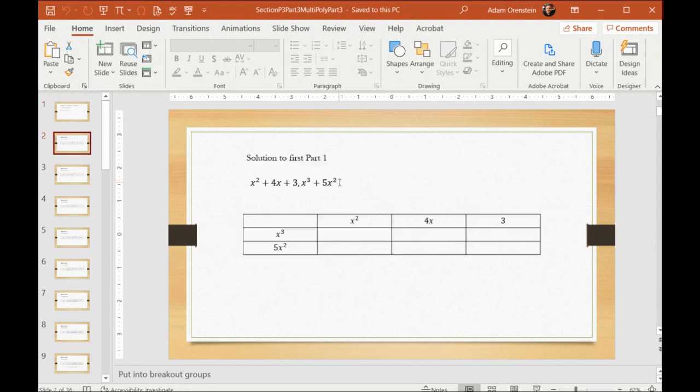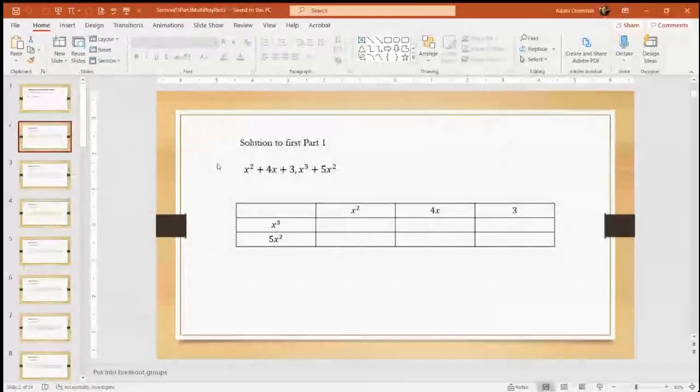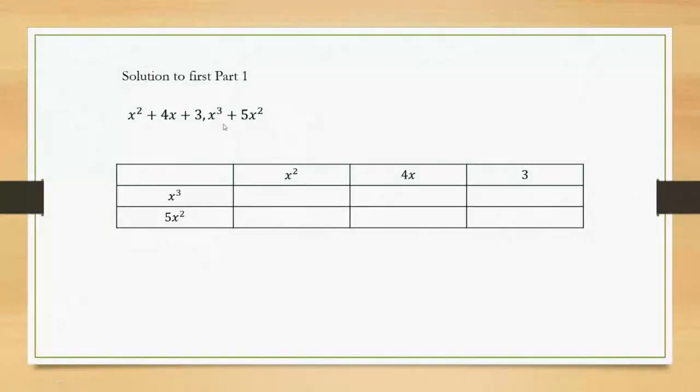Okay, so for the product, it's the same idea. For one of the polynomials, each term gives you a column. For the other polynomial, each term gives you a row. So I'm using the table method. If you want to use the other method, the distribution, that's fine. You can do that.